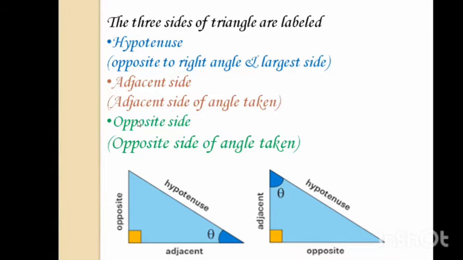The next one is the opposite side. The opposite side means the side which is opposite to the angle taken. Here the angle is taken at the base, so the side opposite to it is called the opposite side of this triangle. Here the angle is taken at the perpendicular side, so this side is considered the opposite side of this particular angle. So you have to keep in mind the hypotenuse, adjacent side, and opposite side.